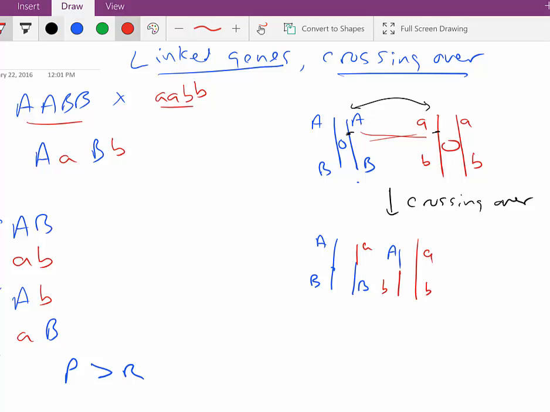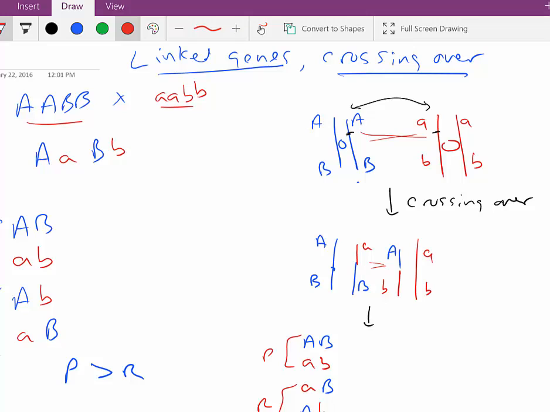But now when we form gametes, we'll get this, we'll get this, but we'll also get this. Again, these are the parentals, these are the recombinants, but the way that we're getting the recombinants is because we're getting this crossover between here, and we're switching positions.